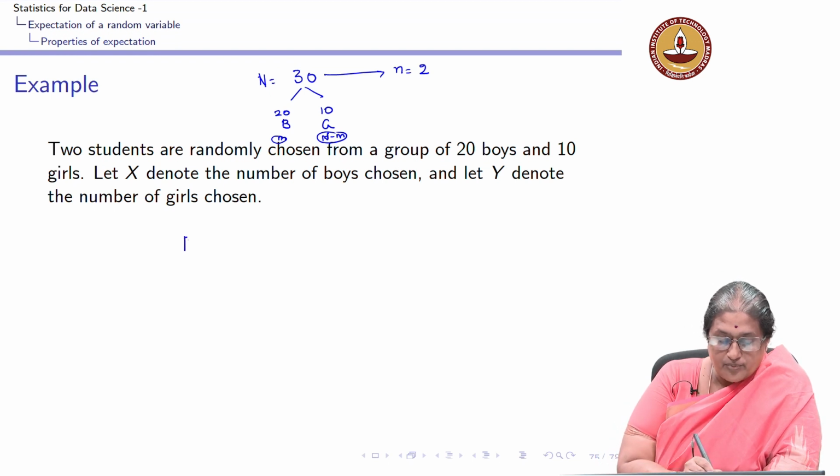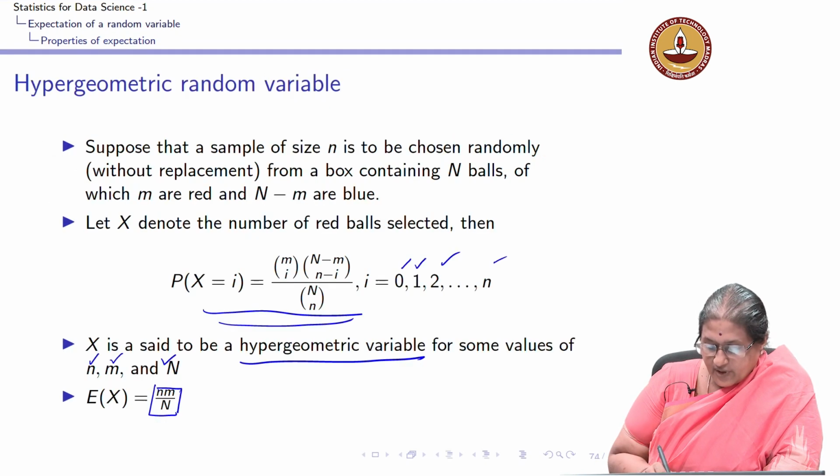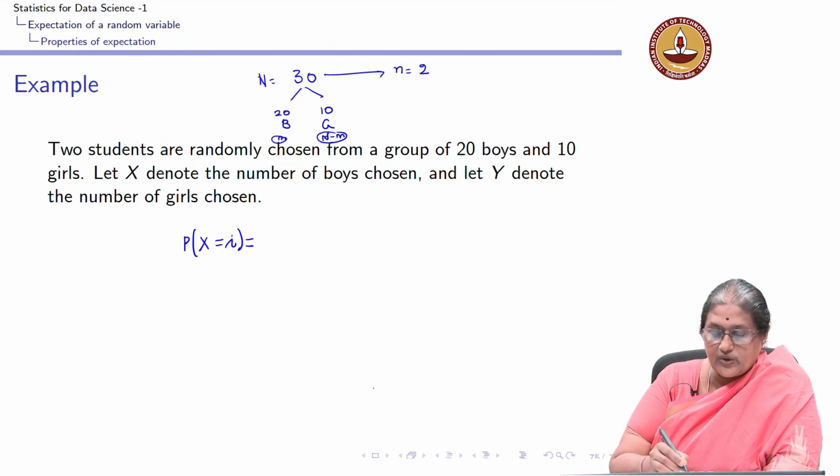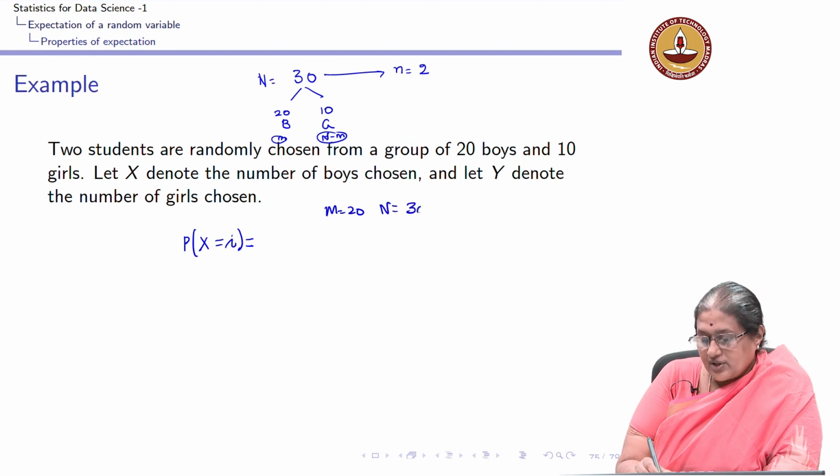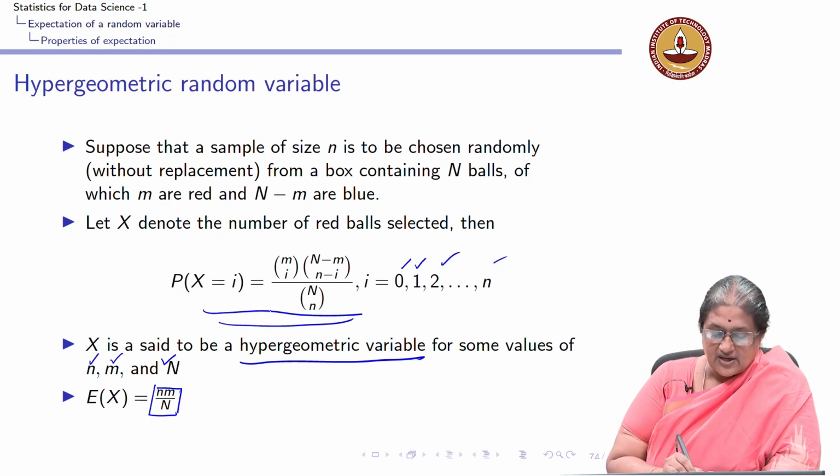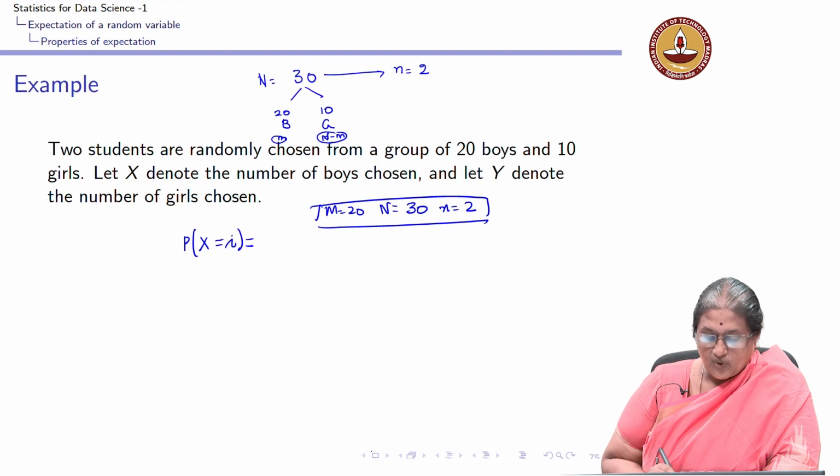So, my probability mass function of x equal to i will follow what I have here: M choose i, where my capital M here is equal to 20, my capital N equal to 30 and my small n equal to 2. I can plug in these values in this equation of mine. What I am interested in knowing is the following.